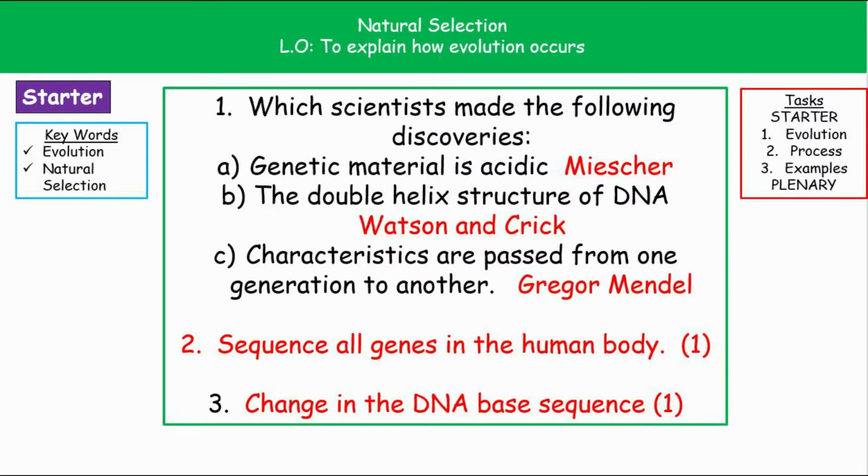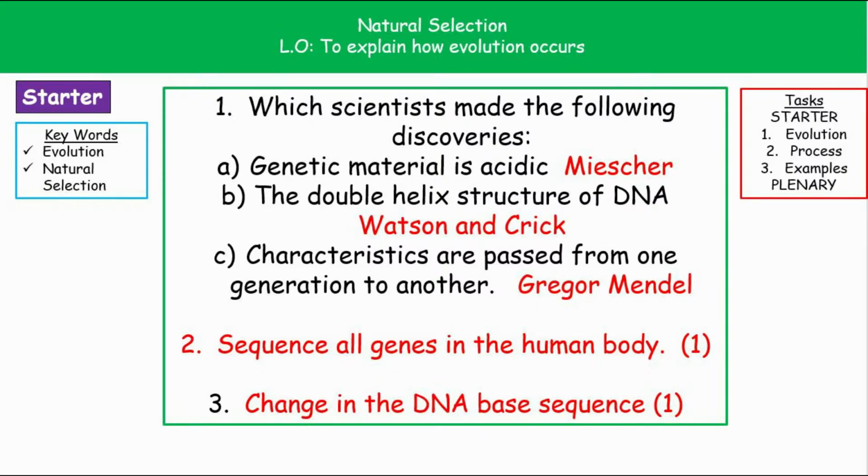Let's go through and mark our answers then. So the scientists that made the discoveries: the genetic material being acidic was Miescher. The double helix structure of DNA was Watson and Crick. And the characteristics being passed from one generation to another was Gregor Mendel. So give yourself a mark for each of those you got right.